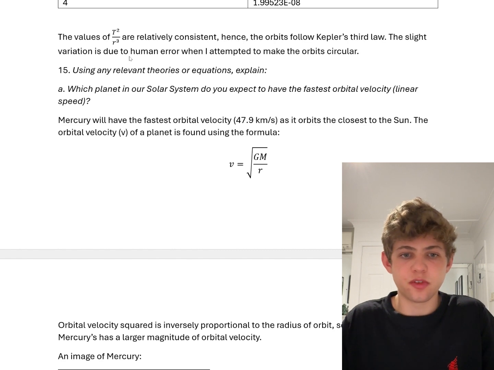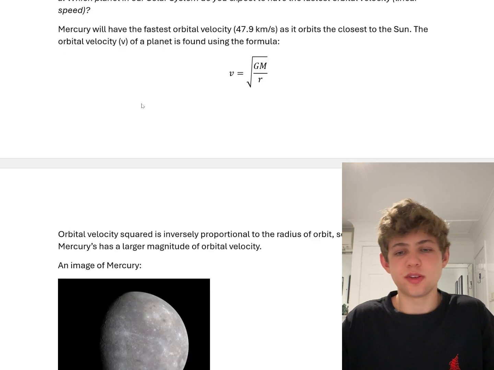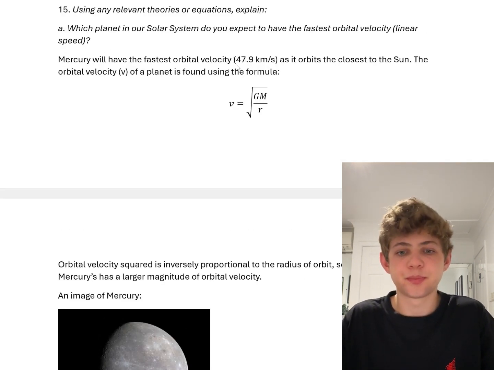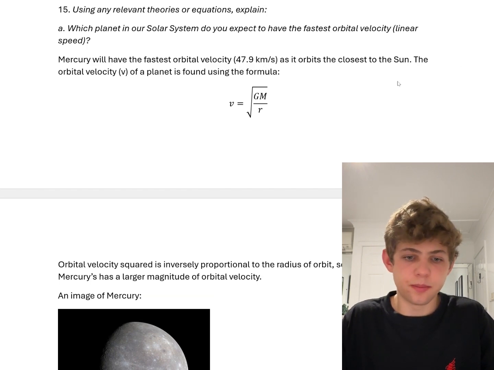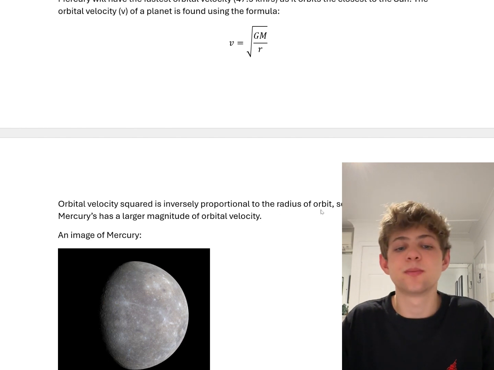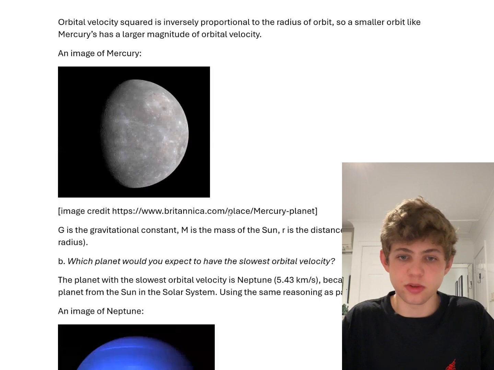So, for 15, Mercury will have the fastest orbit, 47.9 kilometers per second, because it's the closest to the Sun. Due to this formula, velocity squared is inversely proportional to the radius of the orbit. So a smaller orbit will have larger orbital velocity. And for that reason, Neptune will have the slowest orbital velocity.